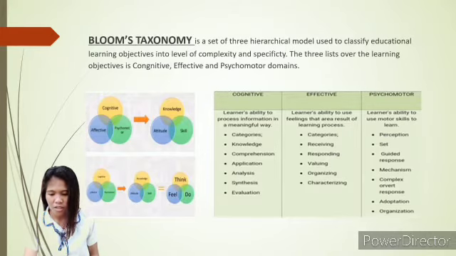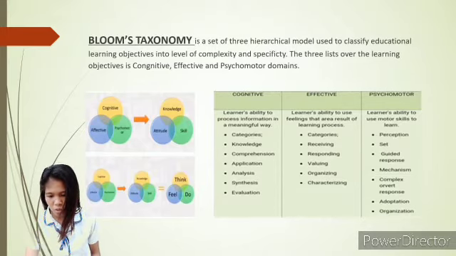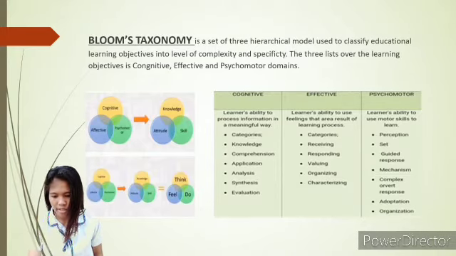First, we have cognitive, which means knowledge, and its goal is to think. Second is affective, which means attitude, and its goal is to feel. Lastly, the psychomotor, which means skill, and its goal is to do.